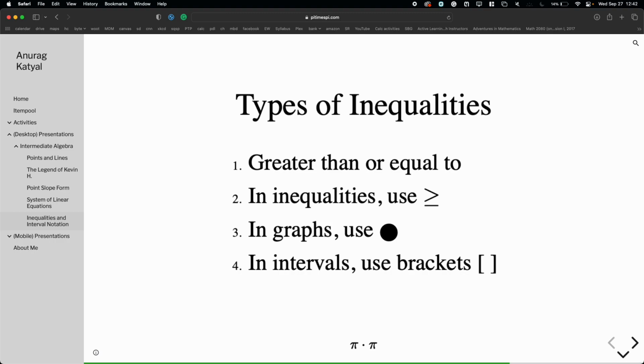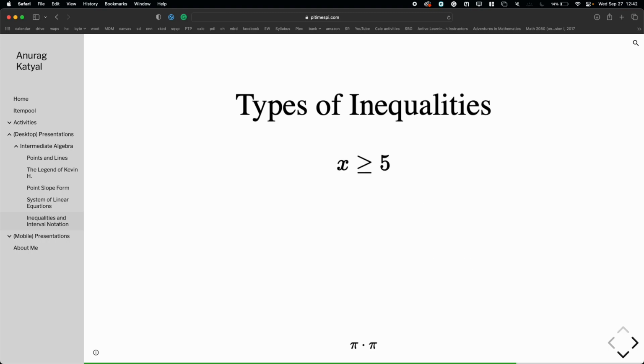Lastly, no surprises here. Greater than or equal to, use a solid dot, use brackets. Are we good with that? X is greater than or equal to 5. What number goes in the middle? 5. Solid or open? Solid. Arrow to the right. Interval.